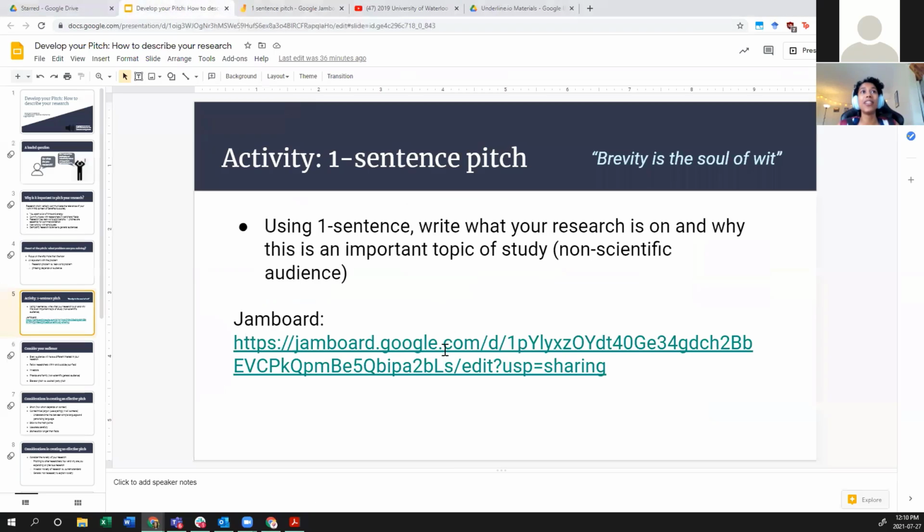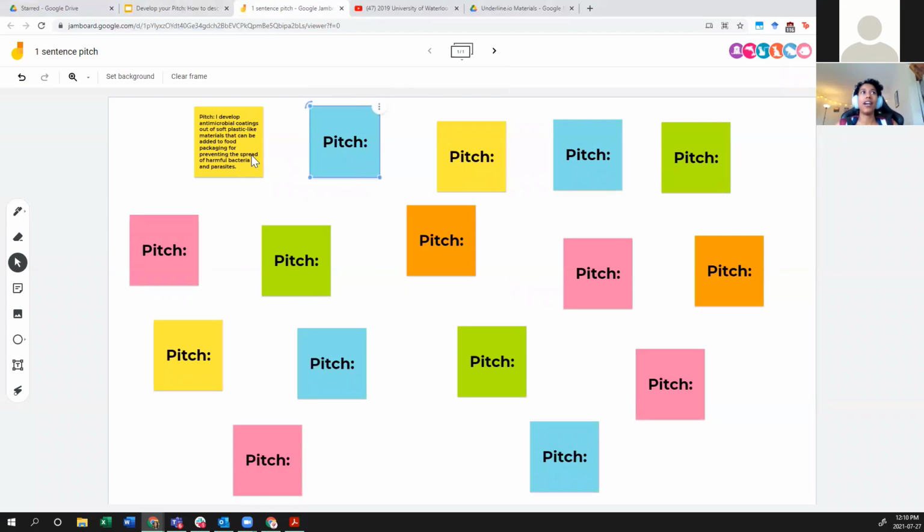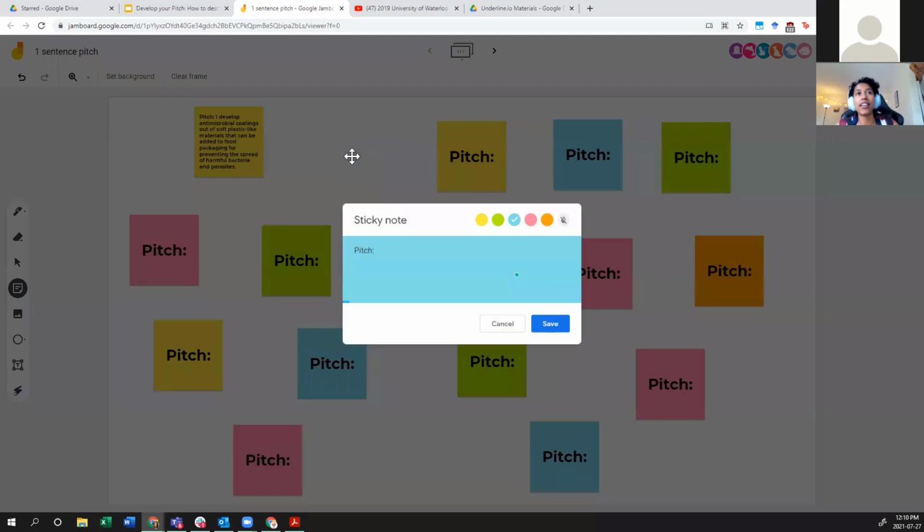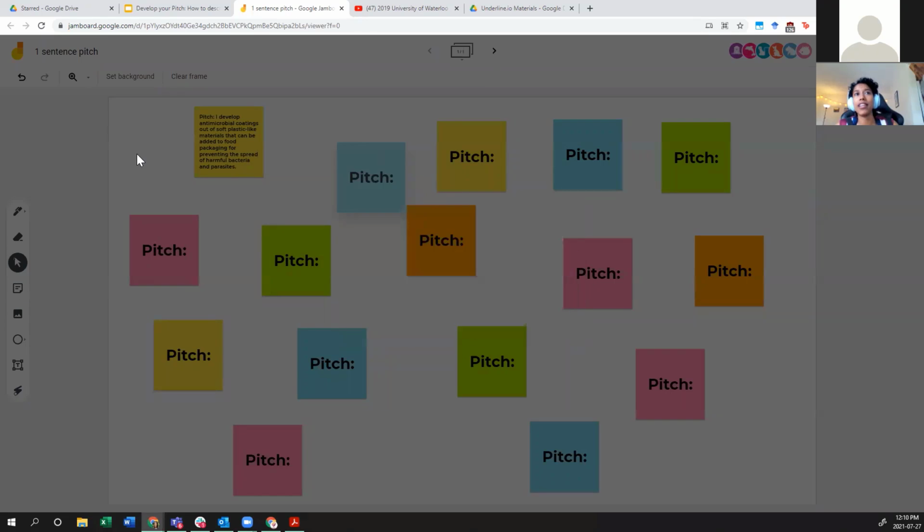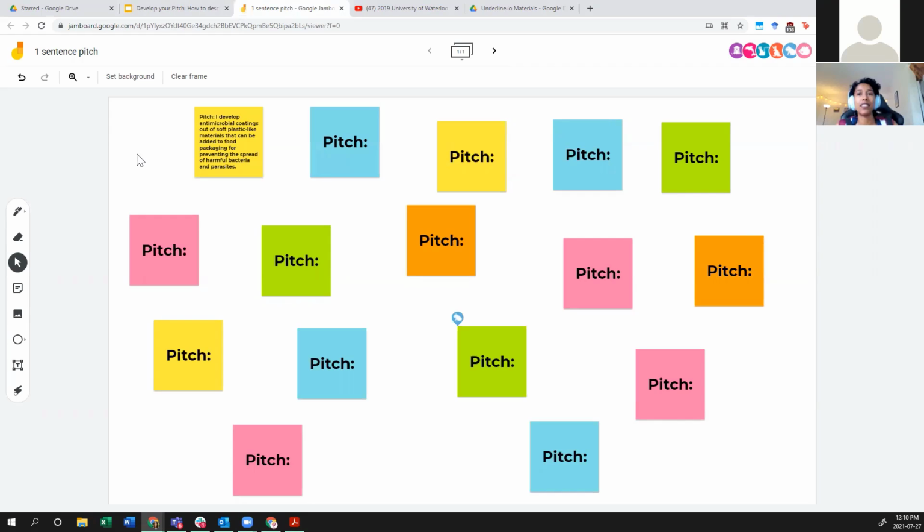What I want you to do is, using one sentence, write what your research is on and why this is an important topic of study. And for this, keep in mind a non-scientific audience. So try to really focus on the why. And so I left an example. This is not my research, but this is a research that is happening within ChemEng. And so if you want to follow this format a little bit, you can click on these sticky notes and type in your one sentence pitch.